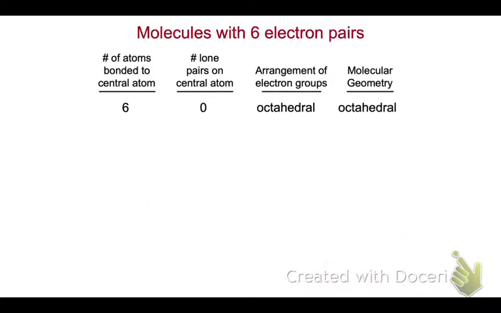Now, let's look at the next model, in which we have the 6 electron groups.